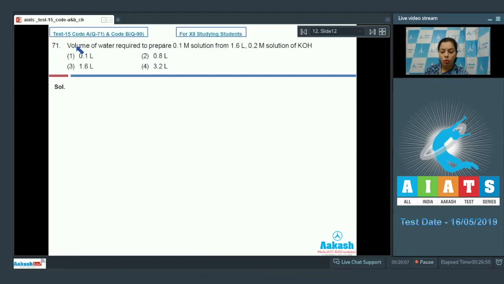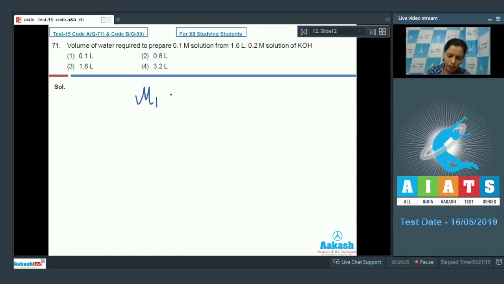Question number 71. Volume of water required to prepare 0.1 molar solution from 1.6 liter 0.2 molar solution of KOH. It means you already have the molarity for a particular solution, and with the help of that, you're just going to prepare another solution. In that solution, you need to just add a certain amount of water. It means in this case, we'll use the equation for dilution, that is the molarity equation.